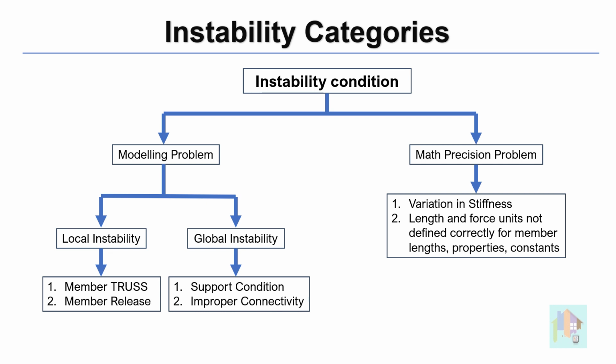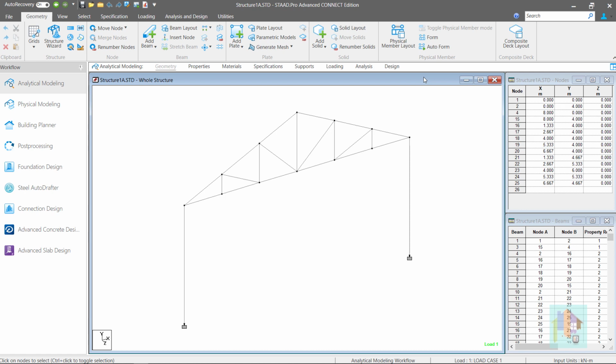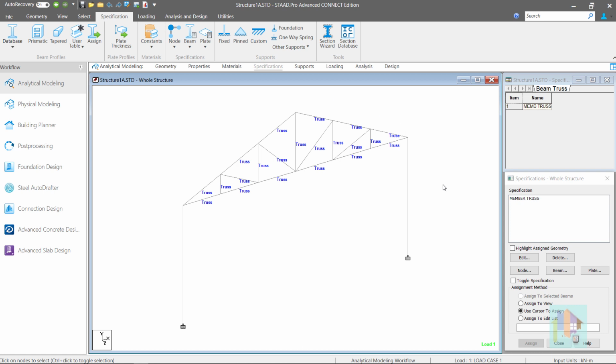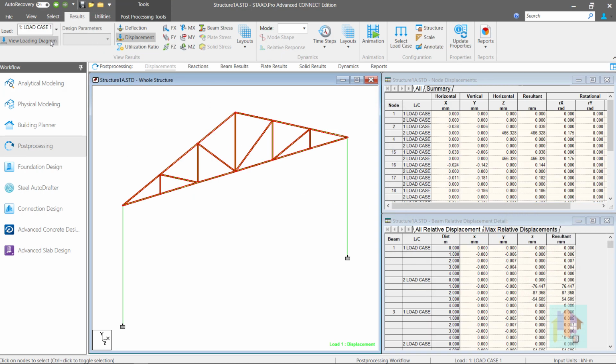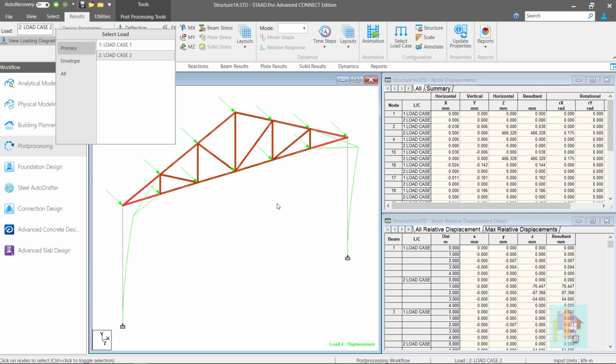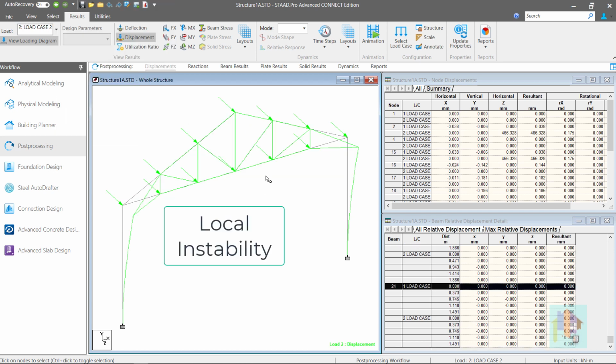Incorrect unit assignment is another reason. I will discuss this in detail. First, let's talk about the instability condition due to the modeling problem. For this, I am going to use the same truss model that I used in the first part. We know that this model has some local instabilities due to the truss member specification, and for load case 2, where the load is applied in the z direction, which is the zero stiffness direction. But this problem is limited to the truss level only, and there is no global instability.